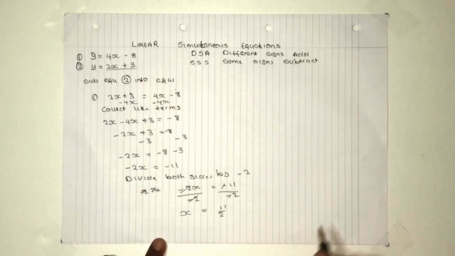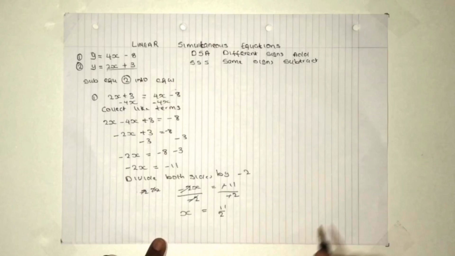So now let's find the value of y. I know what x is, so then I can sub x into any of these equations to get y. But in this case, I'm gonna sub my x into equation 2. Sub x equals 11 over 2 into equation 2. I'm just going to write down equation 2 just so it's clear. So y equals 2x plus 3. We know that x is 11 over 2, so we have to sub it in.